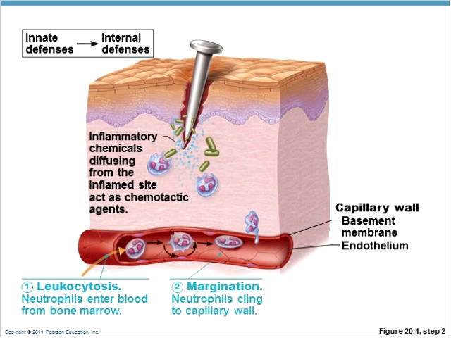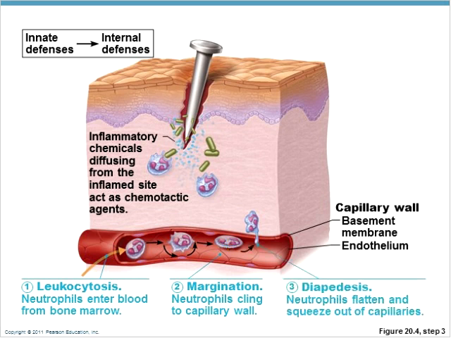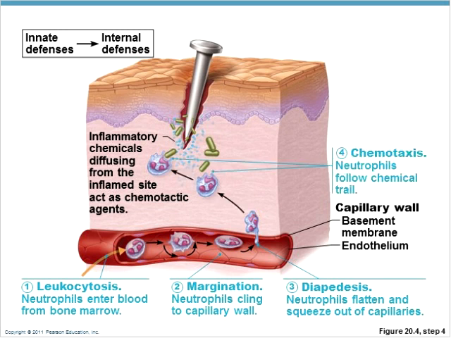The marginalization occurs. That's where the neutrophils cling to the wall of the capillary. Diapedesis occurs, and that's where they ooze through or flatten themselves and go through small openings within the capillary wall. And finally, chemotaxis, where the neutrophils follow the chemical trail left by the tissue injury and start to attack the injured area directly.